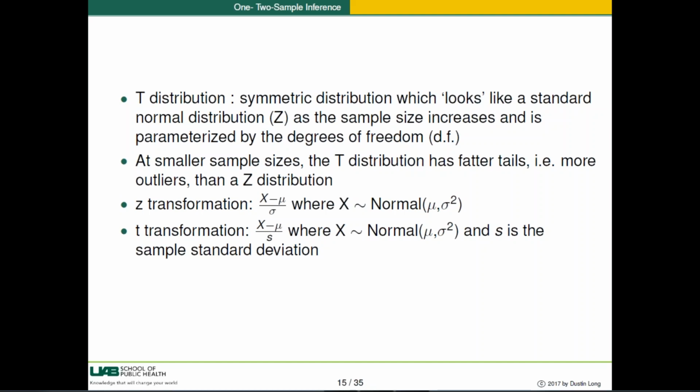And when you do that, you typically use what's called a t-distribution or a t-test. The t-distribution is a symmetric distribution that looks like a standard normal, meaning a normal random variable, as the sample size increases. It is parameterized again by degrees of freedom, and it's n minus 1. We still lose 1 when we talk about a t-distribution.